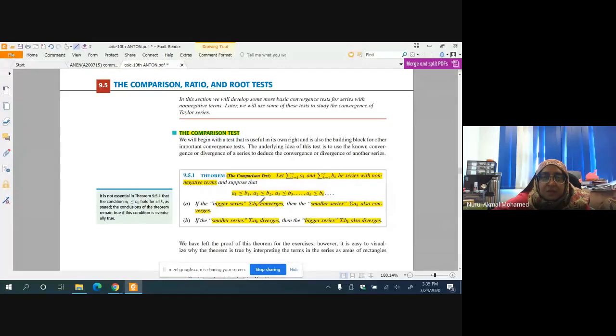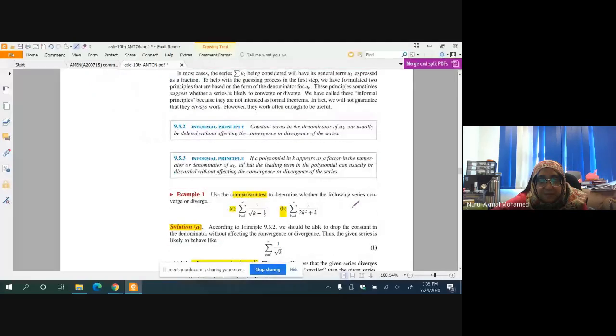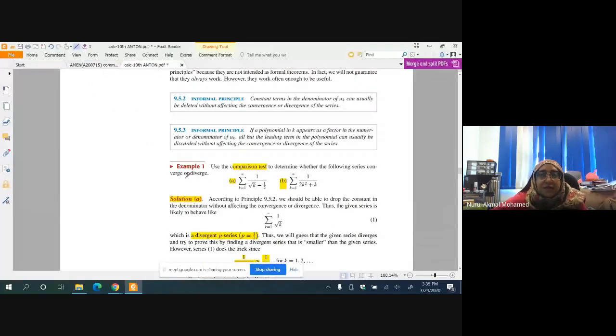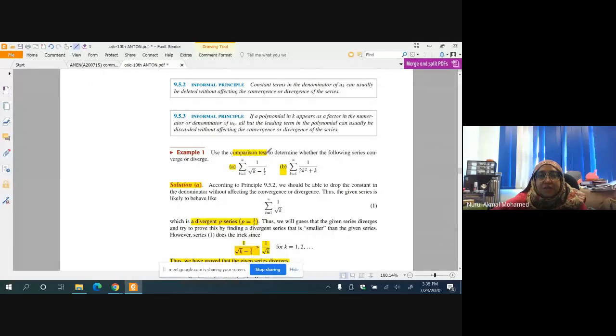Okay, so this one is bigger than this one. If this converges, then this one will also converge. If the smaller series AK diverges, then the bigger series also diverges. Okay, so let's look at this. For example 1, we want to use the comparison test. So the task is to determine whether this series converges or diverges.